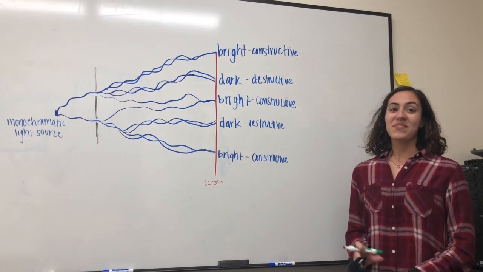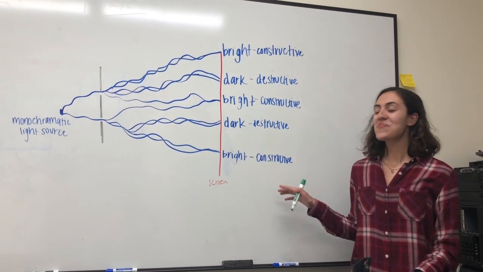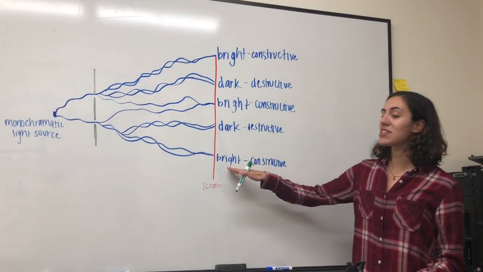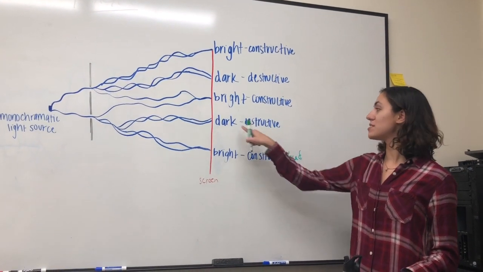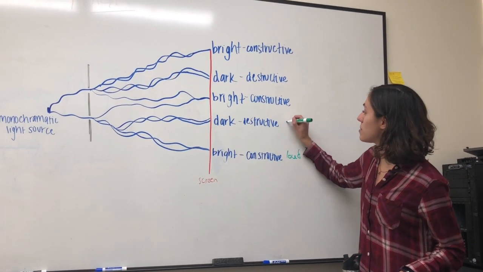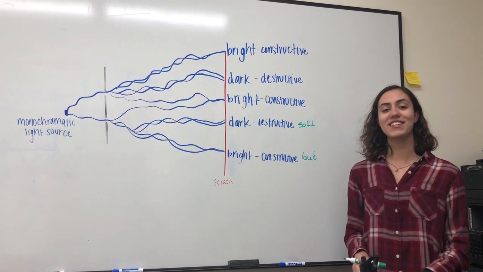Just like with light, sound also has this interference wave pattern. For constructive interference, instead of having this bright, it'll be louder. And for destructive, instead of it being dark, it'll be softer. You can see this in our next clip.